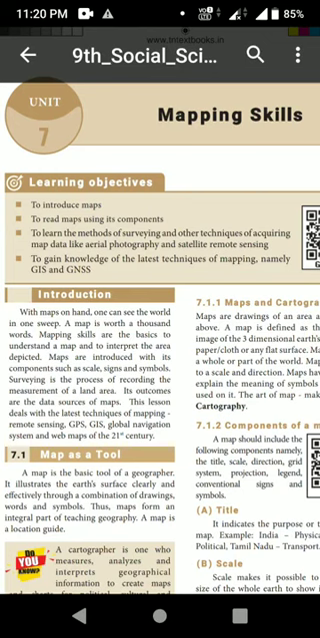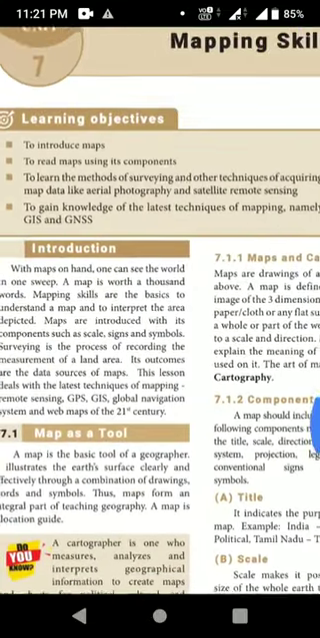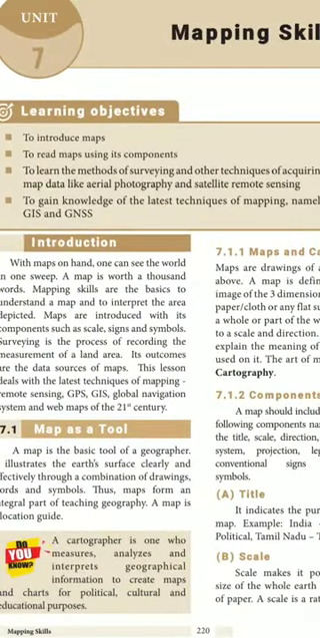Geography lesson 7, mapping skill. What do you know about this mapping skills? Map means you all know, isn't it? It is a flat surface of that, and map, it will locate and guide the location, isn't it? That is the map. Skill, what is the meaning of skill? So in this lesson, what we are going to learn means some few topics are there.